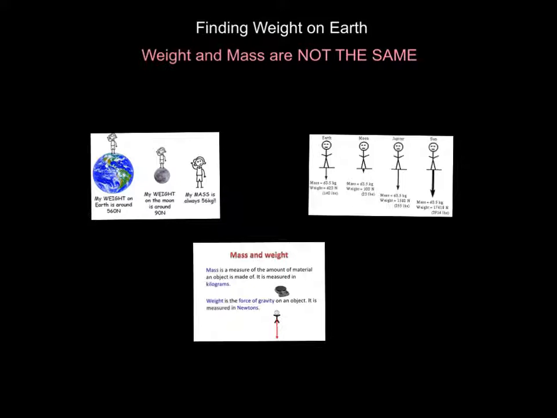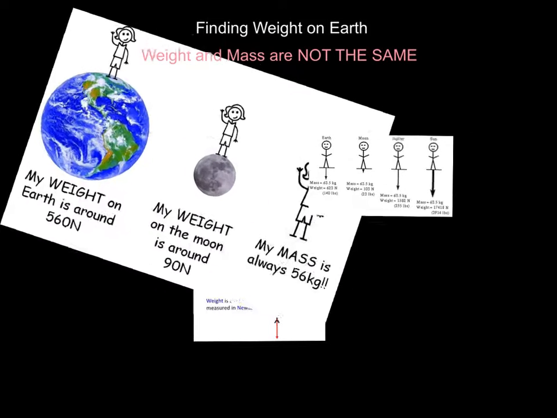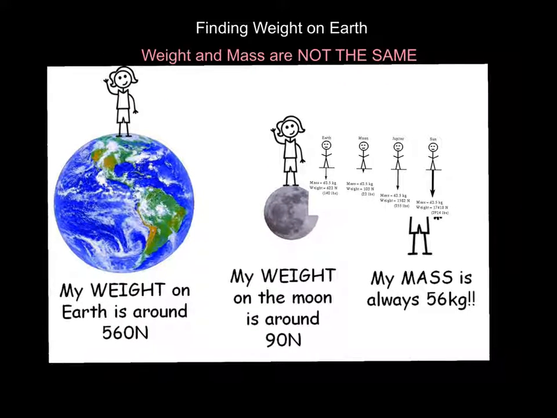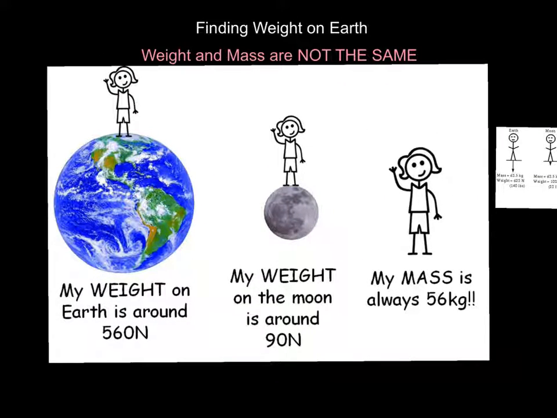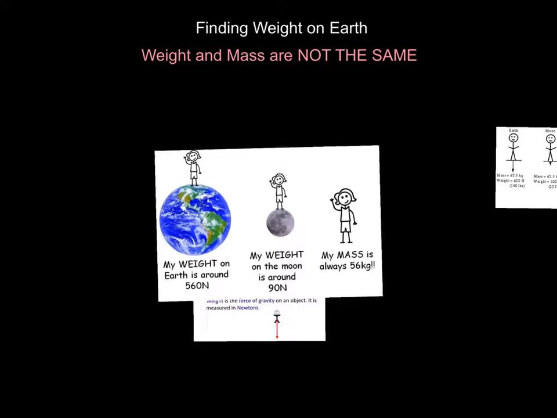So, weight and mass, they're not the same. Let me show you. So this is a picture of the same girl on 3 different objects. On Earth, on the moon, and just always. So her weight on Earth is 560 newtons. Put her on a smaller object. Her weight on the moon, for example, is around 90 newtons. But her mass is always going to be the same at 56 kilograms.